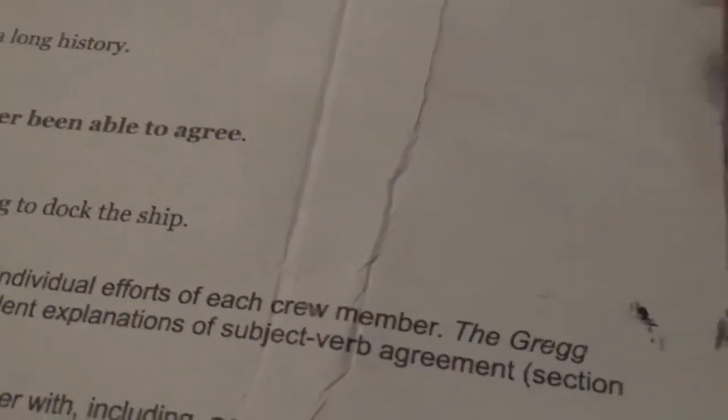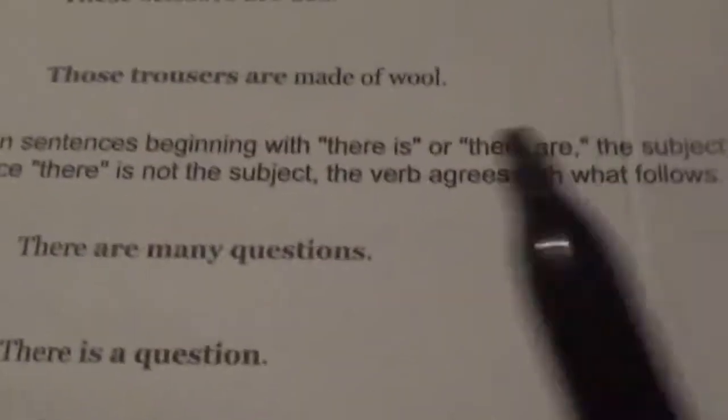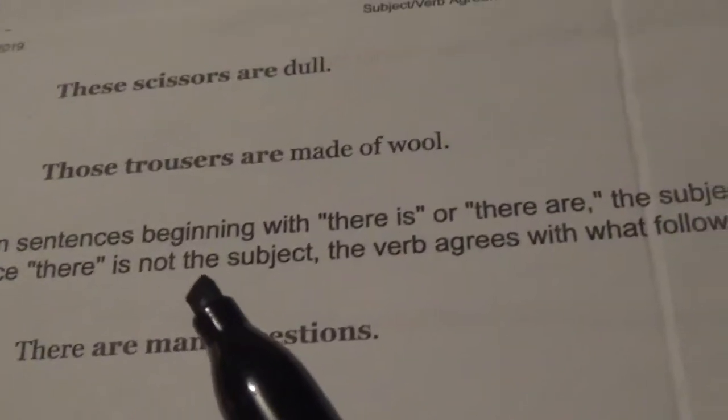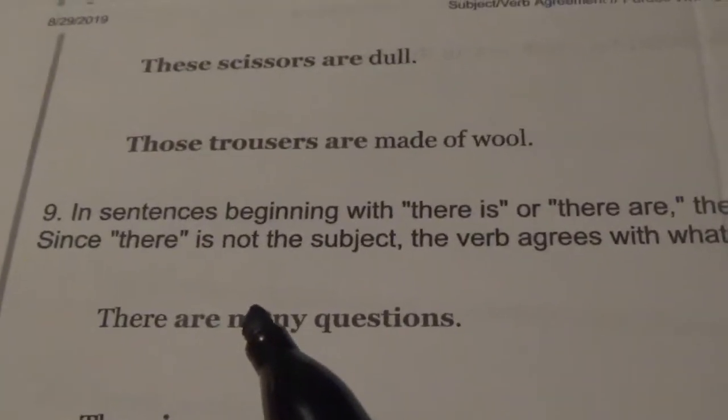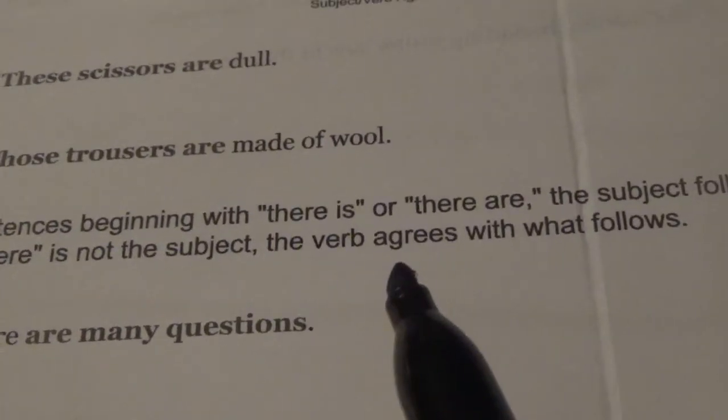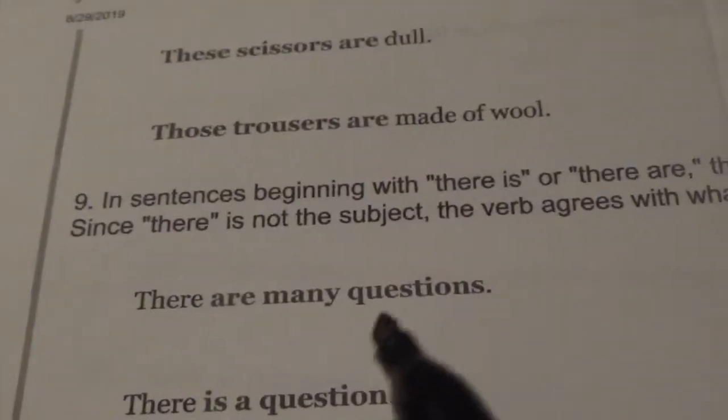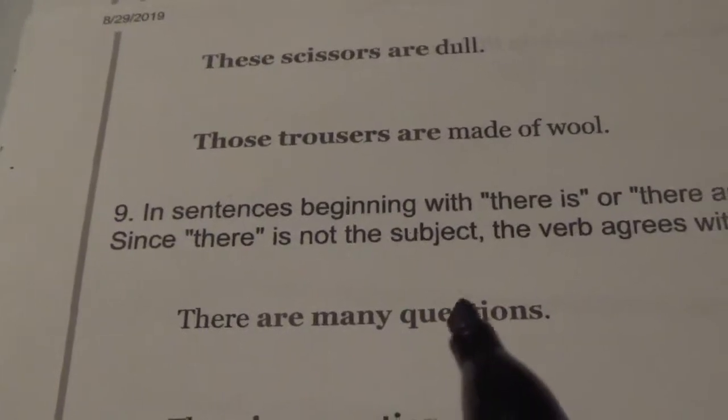And then one other thing, oh yeah, here it is. I didn't even see that page. One other thing is when there's a sentence with there, like in this sentence, we have there are many questions. In sentences beginning with there is or there are, the subject follows the verb. Since there is not the subject, the verb agrees with what follows. So see how there are many questions?